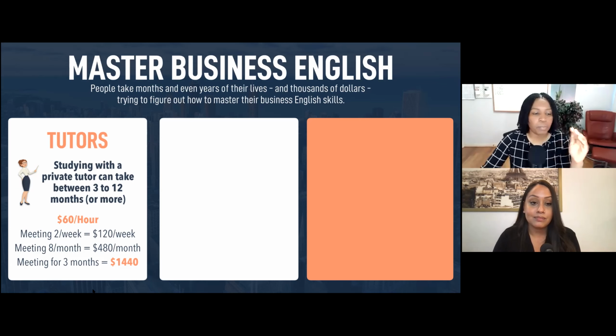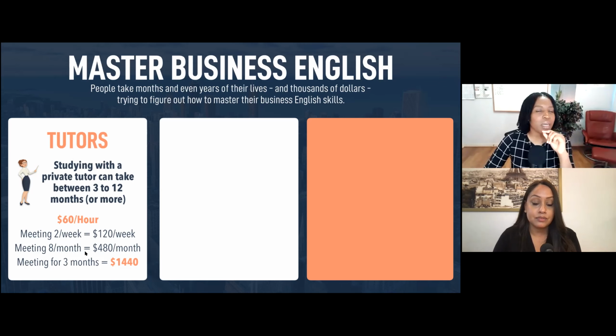But let's find a median between 50 and 75 and say it's $60. Studying with a private tutor can take between 3 to 12 months or more. Again, there are many benefits to having a private tutor, but we both know it can take some time because you have to match the student's ability level and what they need.